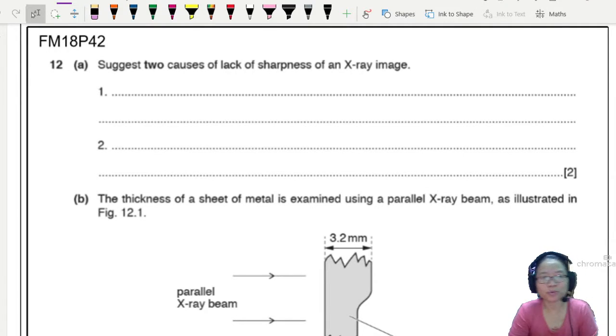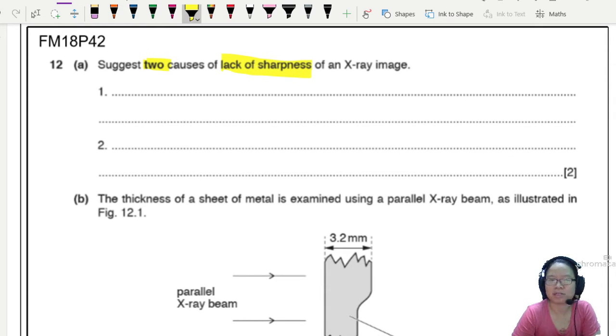Hello, in this video we are going to discuss a question from FM18, paper 42, which is regarding X-ray imaging and the decibel ratio of X-ray intensity. So let's go. Number 1, suggest 2 causes of the lack of sharpness of an X-ray image.